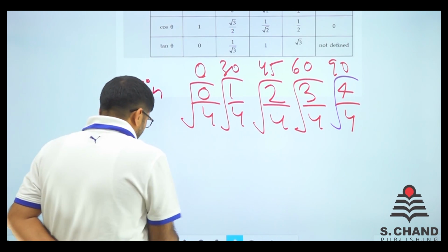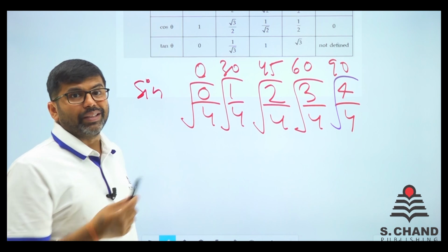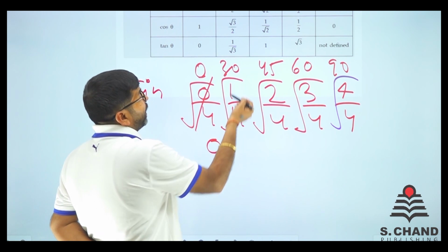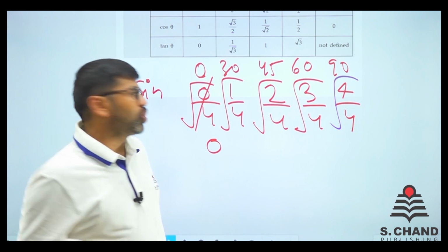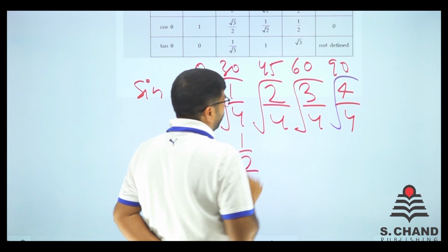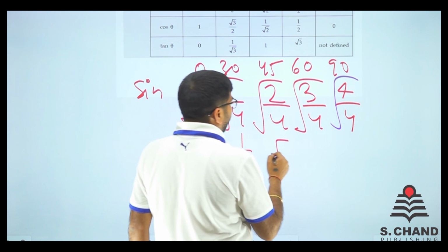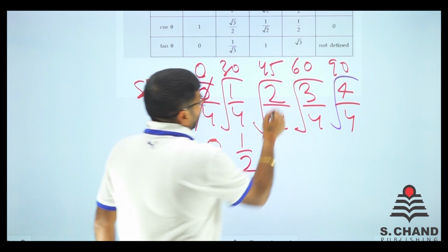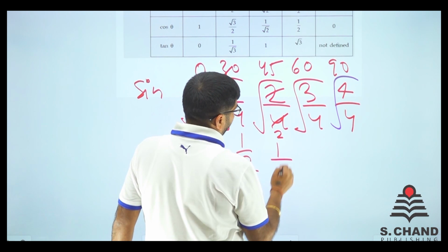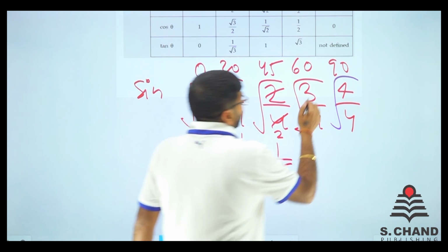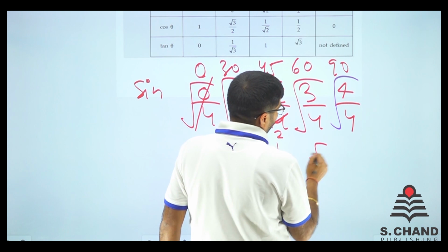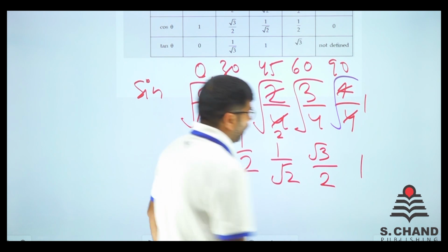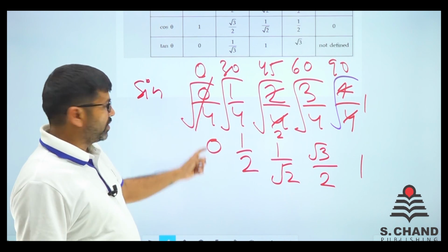See, 0 by 4 is 0. So this will come out to be 0. 1 by 4, and root 4 is 2, so it will come out to be 1 by 2. Then 2 by 4 is 1 by 2, so it will be 1 by root 2. 3 by 4 gives root 3 by 2. And then 4 by 4 is 1. So 1.